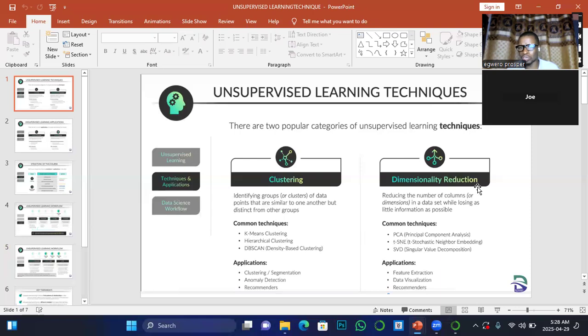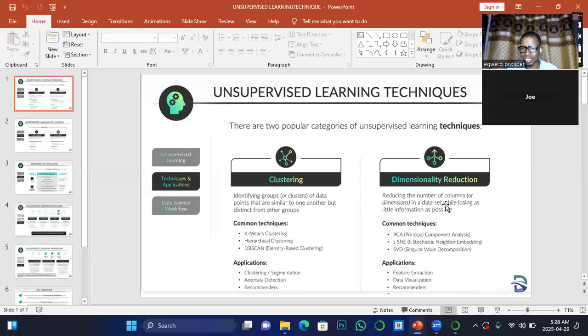So let's look at dimensionality reduction. What does that mean in data science? It means reducing the number of columns or dimensions. It is called dimensionality reduction, which falls under one of the techniques applied in unsupervised learning for segmenting data, for reorganizing data, for clustering data.